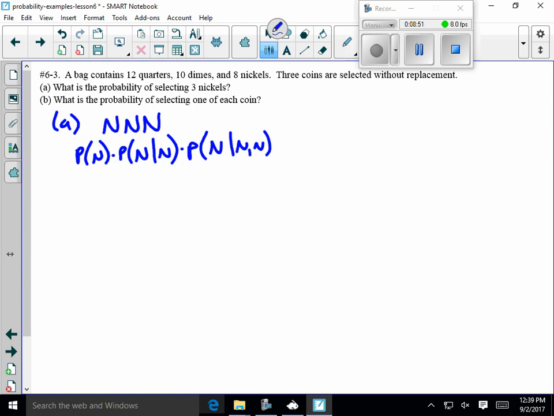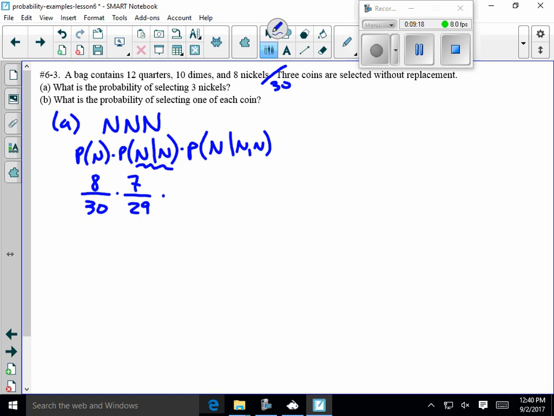Okay, so the probability of getting a nickel the first time would be, well, let's see, we've got 12 and 8 is 20 plus 10. There's a total of 30 coins here. So out of those 30 coins, 8 of those are nickels, right? But once I've drawn a nickel out, there's 29 coins left, and only 7 of those are nickels. So the conditional probability of getting a nickel the second time, given that we had a nickel the first time, would be only 7 out of the remaining 29.